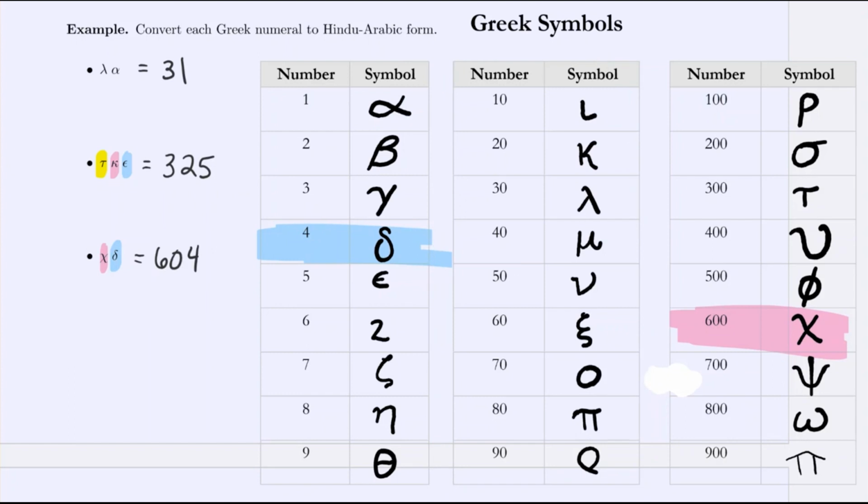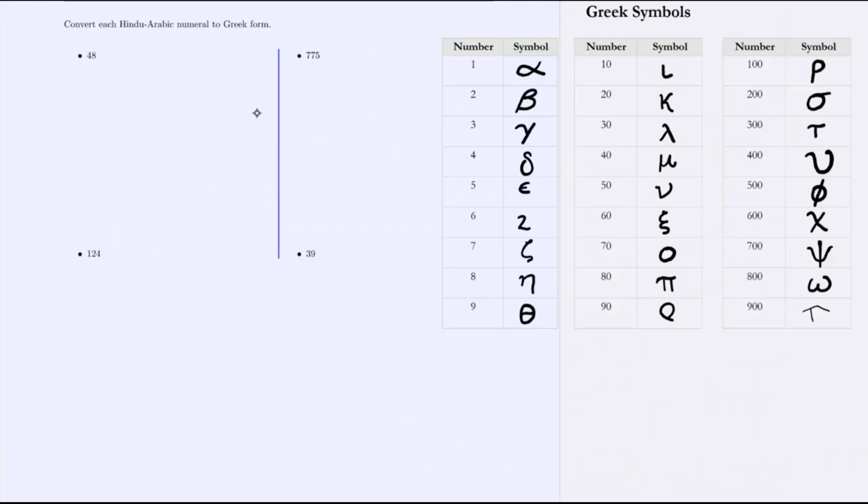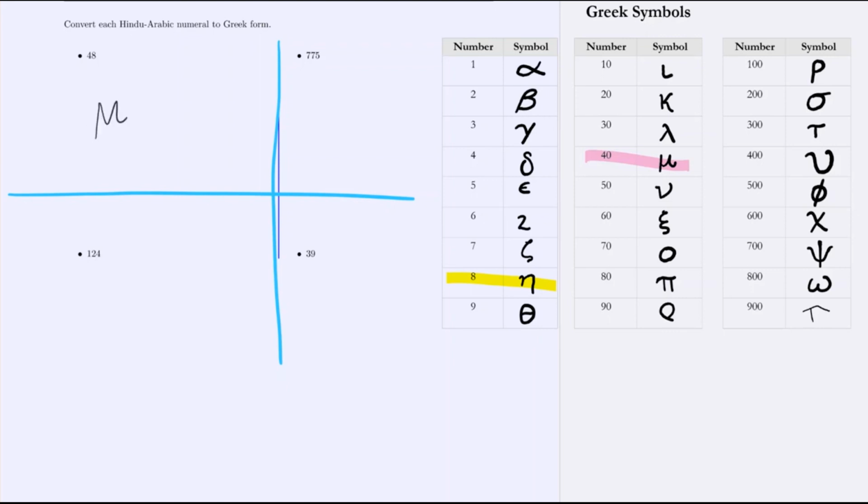So we've gone from Greek symbols to ours. Now it's time to go the reverse. We're going to go from our number system to Greek symbols. Let's start with 48. Now in 48, we've got 40, which we would write here. And then we would have additionally an 8. And we would write just largest symbol to the left and then smallest symbol after that. So we've got 40. And then 8.